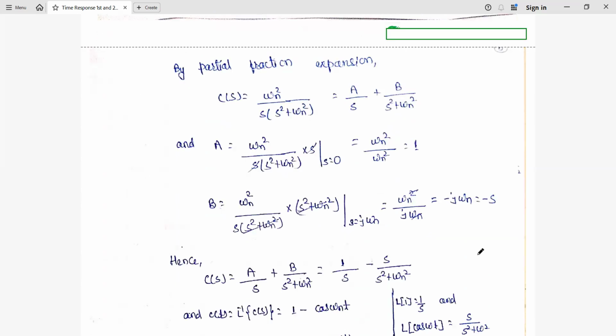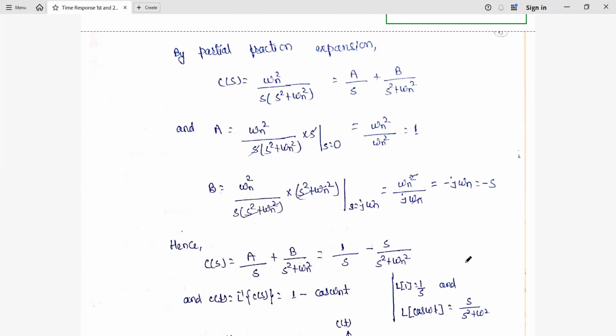Okay. Now the solution of this in the s domain is obtained with the help of partial fractions. That is written as A upon s plus B upon s square plus omega n square. Now we need to find the values of A and B. How do we get A? C of s is multiplied by the denominator and we substitute s equal to 0. So s gets cancelled, and with s equal to 0, omega n square by omega n square cancels. So we have the value as 1.